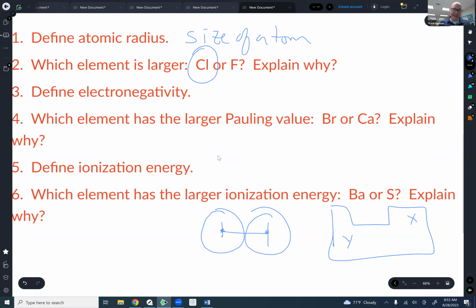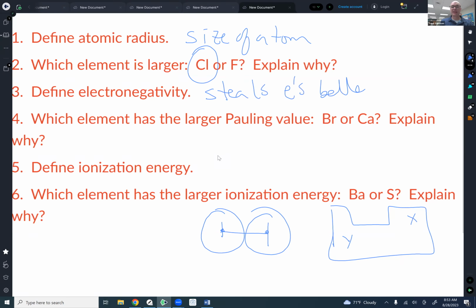Okay, electronegativity. Again, I could give you a definition such as that it is a relative scale of the ability to pull electrons from another atom. Okay, but that's a technical definition. What I would rather you be able to tell me is who protects their electrons, who steals electrons better. That's the better story that I'm wanting you to tell me.